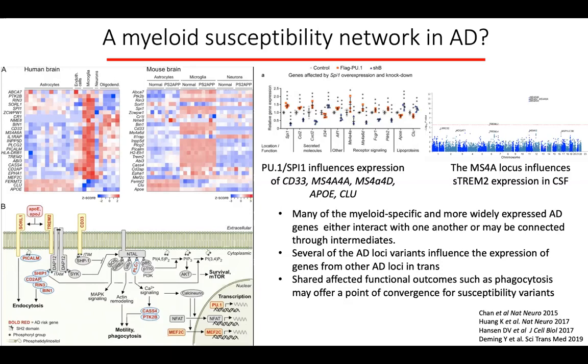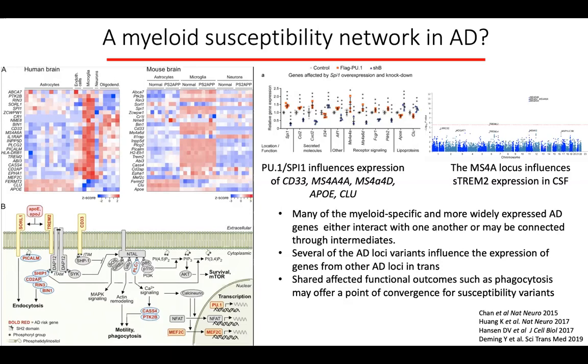This has been further delineated by the fact that if you perturb one AD susceptibility gene, such as SPI1, PU.1, you actually affect other AD susceptibility genes in the myeloid cells, like CD33, some of the MS4A genes, ApoE, and clusterin. This suggests again that there are interconnecting functional relationships between these different loci in the same cell type. Similarly, more recently, the MS4A locus has been shown to influence the expression level of soluble TREM2 in the spinal fluid, again showing how different loci affecting the same cell type may be working together in different ways.